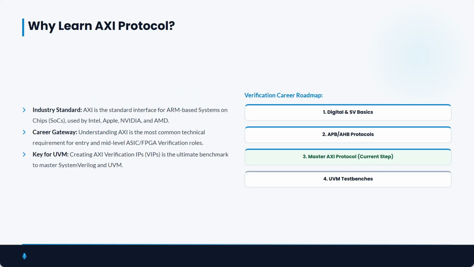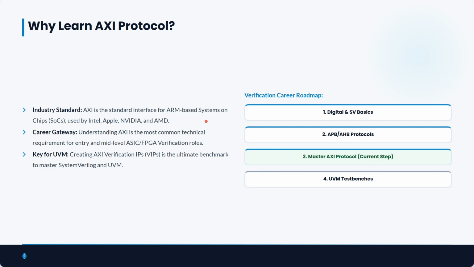So first of all, why should you learn the AXI protocol? Before diving into any signal definition and timing diagram, let's address the most practical question. Why are we spending hours mastering this AXI protocol? If you step into any top tier semiconductor company, whether it's Apple, Nvidia, Intel, AMD or Qualcomm, and open up their SoC designs, you will find AXI buses connecting the core interconnect. AXI is the industry standard interface defined by ARM for high performance, high frequency systems on chip.